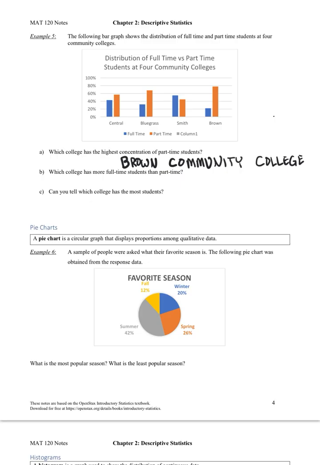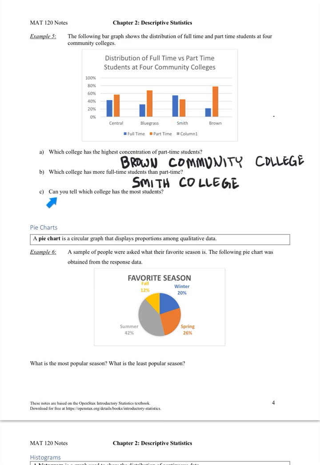So that means we want to see which college has the full-time bar, the blue bar, higher than the orange bar, which represents part-time. And if we look closely, Smith College does that. The blue bar is higher than the orange bar. The percentage of full-time students is greater than the percentage of part-time students.